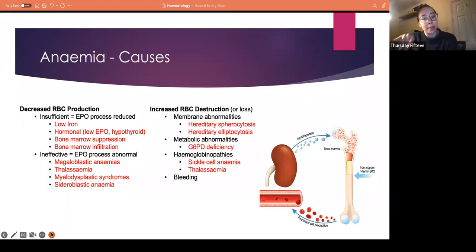And then the other side of anemia can be increased red blood cell destruction or loss, i.e. you're bleeding. Red blood cell destruction is hemolysis. We'll go more into this later as well, but that can be because you've got red cell membrane abnormalities, metabolic abnormalities, or problems with your hemoglobin. Those things would lead to you having anemia.